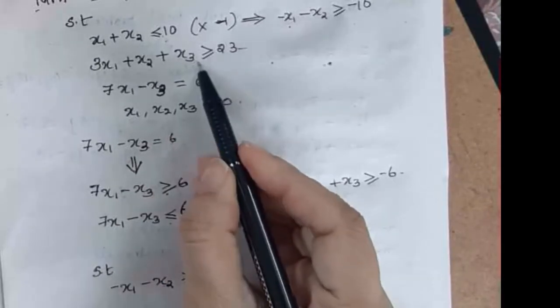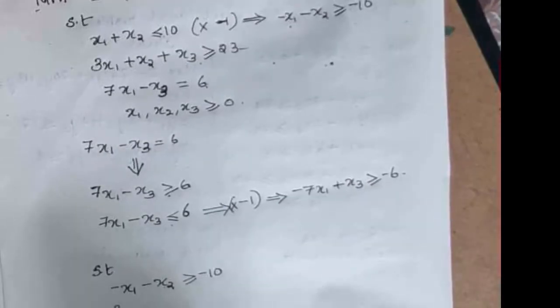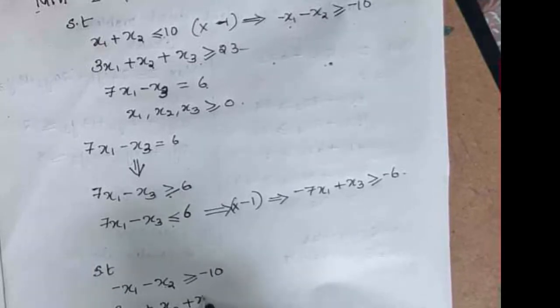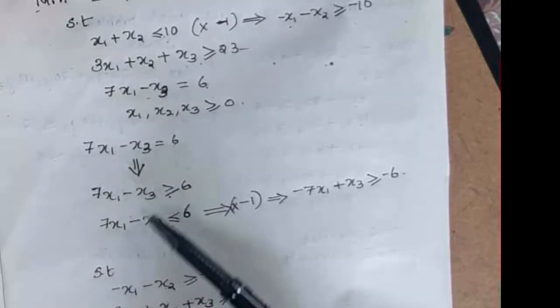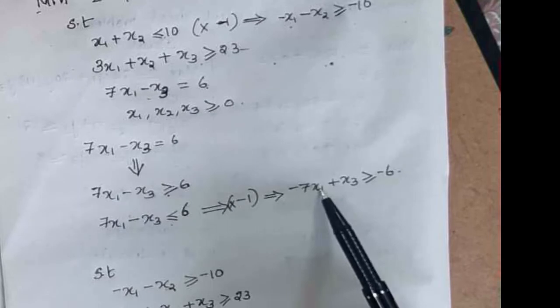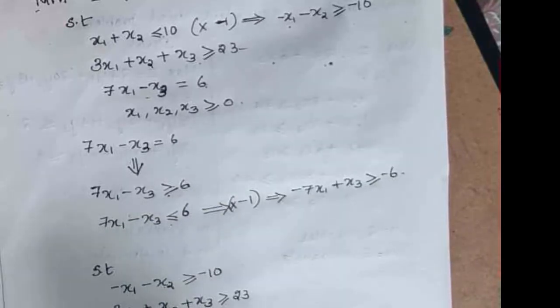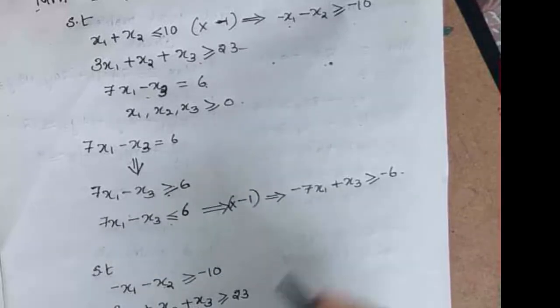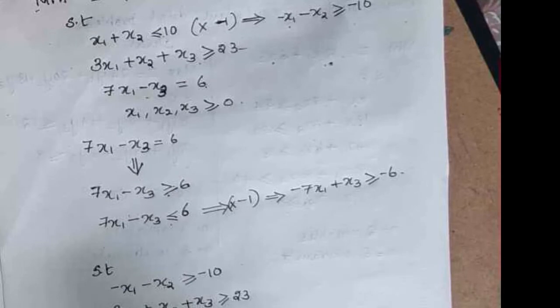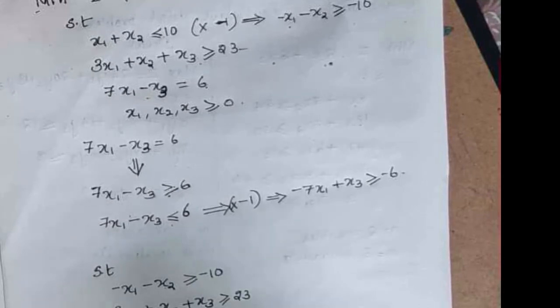The second constraint was fine. We can write it like that itself: 3x1 plus x2 plus x3 greater than or equal to 23. Then instead of this one, we have written 2. First is this one and the second one is this one. So this will be 7x1 minus x3 greater than or equal to 6, and the next one is minus 7x1 plus x3 greater than or equal to minus 6.